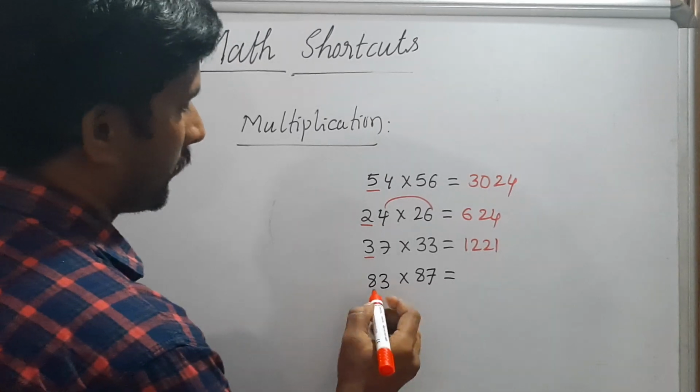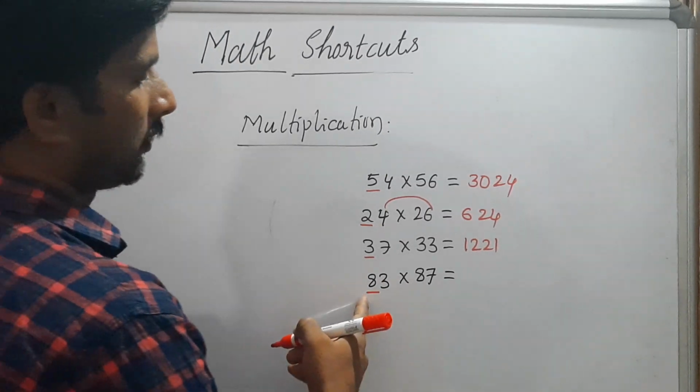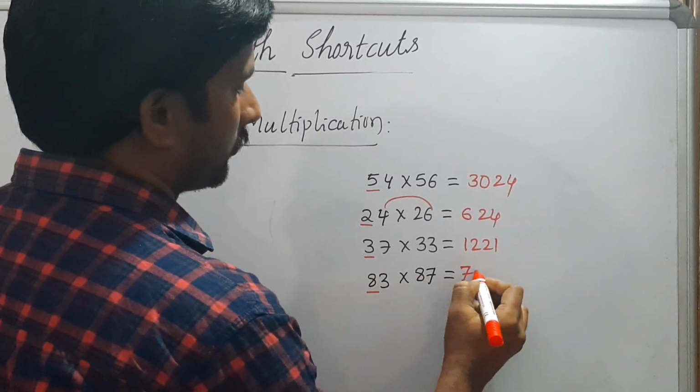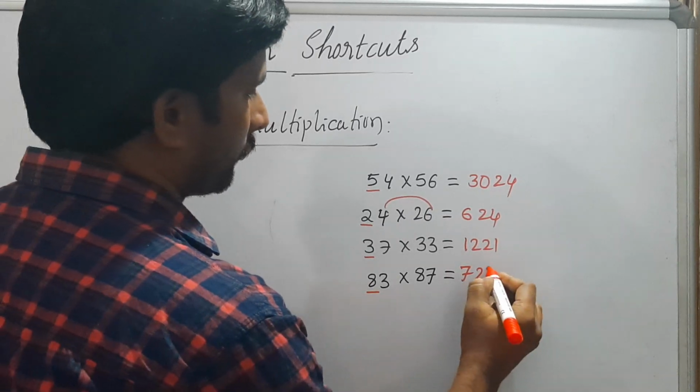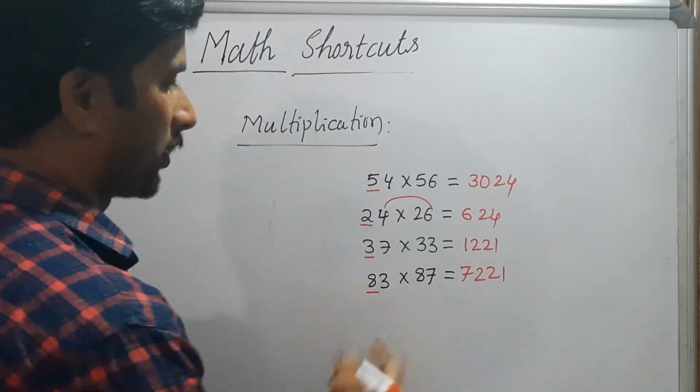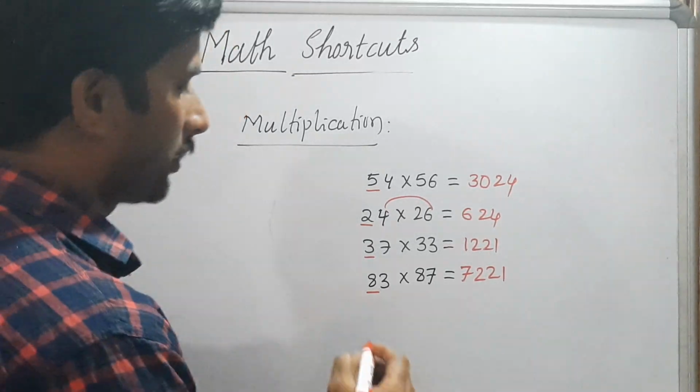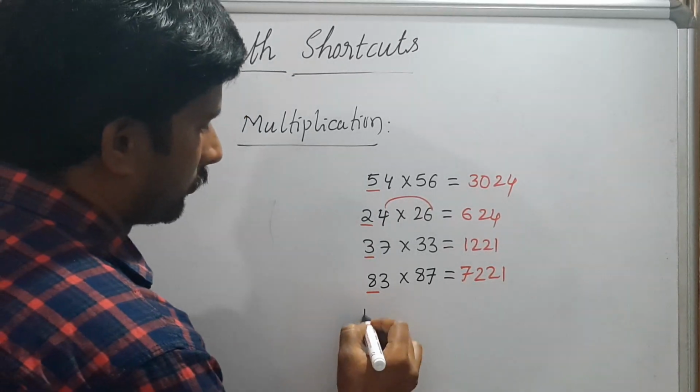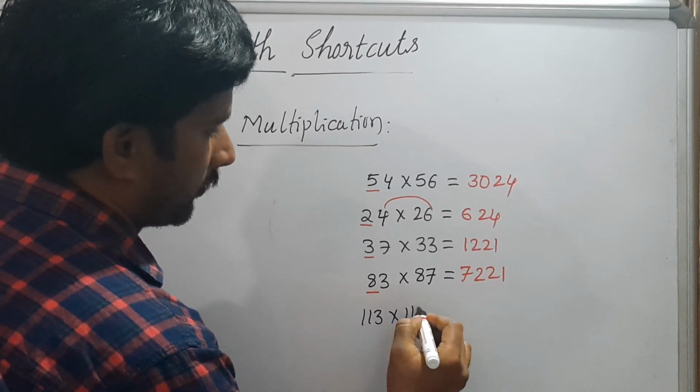Take tens place here 8. 8 plus 1, 9. 9 into this 8, 72. 3 into 7, 21. So 7221. Next 113 into 117.